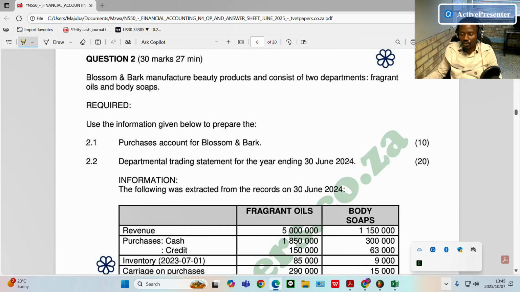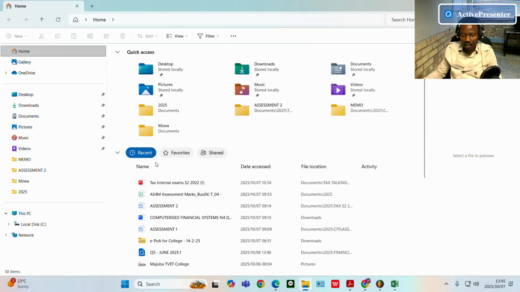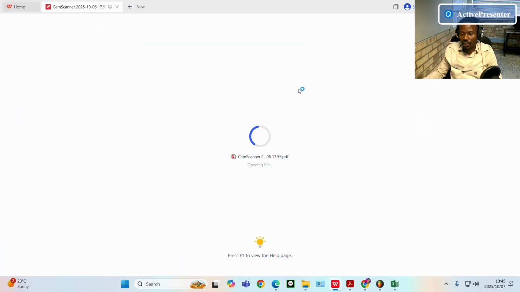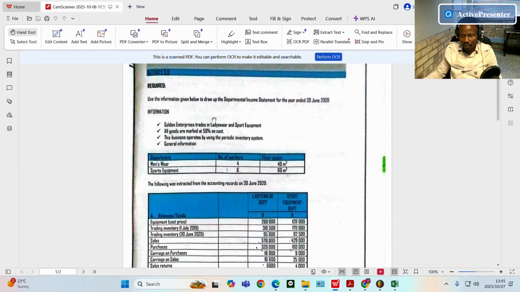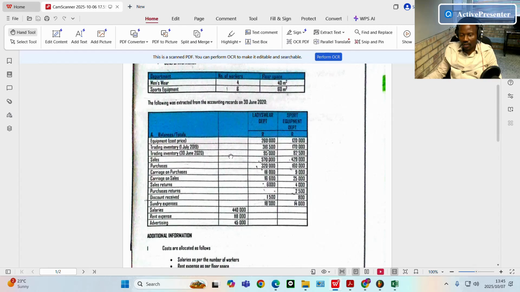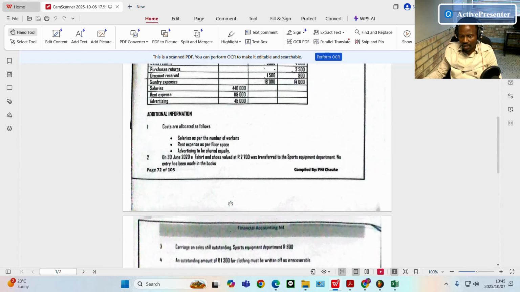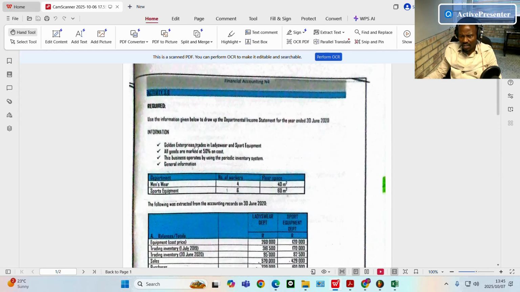Then I'll also use Mr. Chauke's question, which is from his study guide, activity 3.6. I think it's the statement of profit or loss.